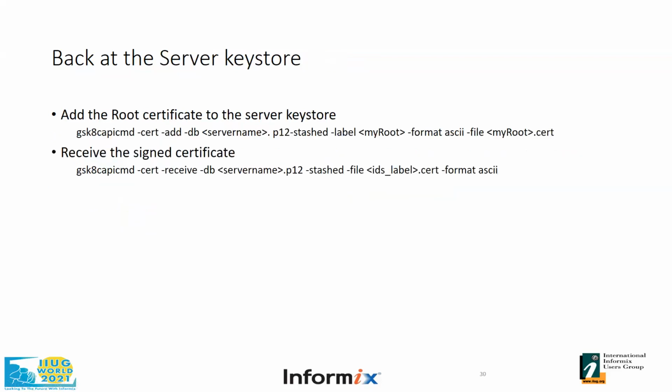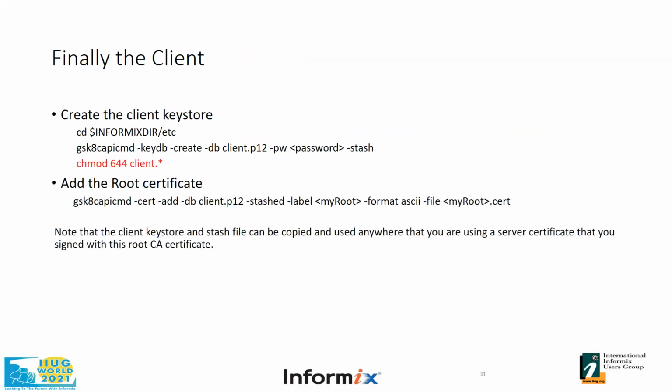Okay, so back at the server key store, you add the root certificate to the server key store if you don't already have it, and you receive the signed certificate. Okay, and now your server key store is good to go. You should be able to validate your certificate at this point because you have the root certificate and verify that everything is okay. And for the client, right, after you've created the client key store, same thing we did before, you just have to add the root certificate that you got into the client key store.